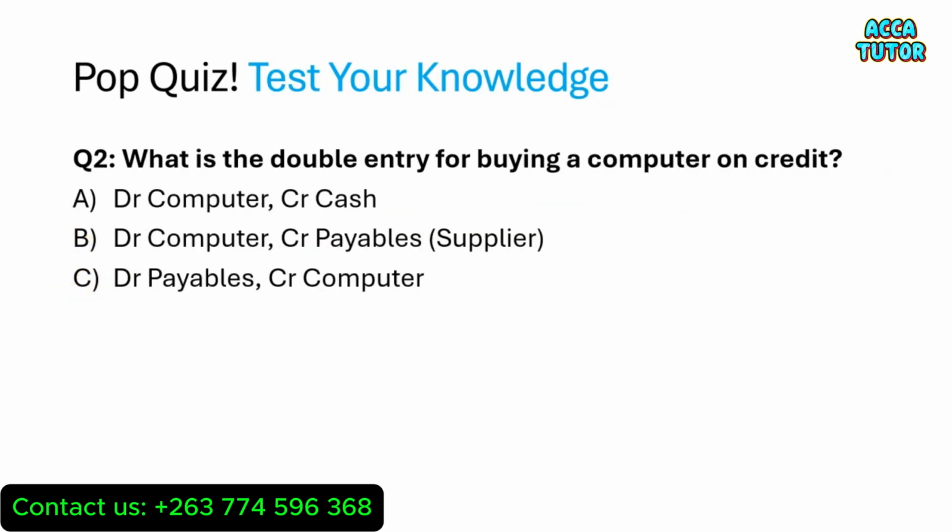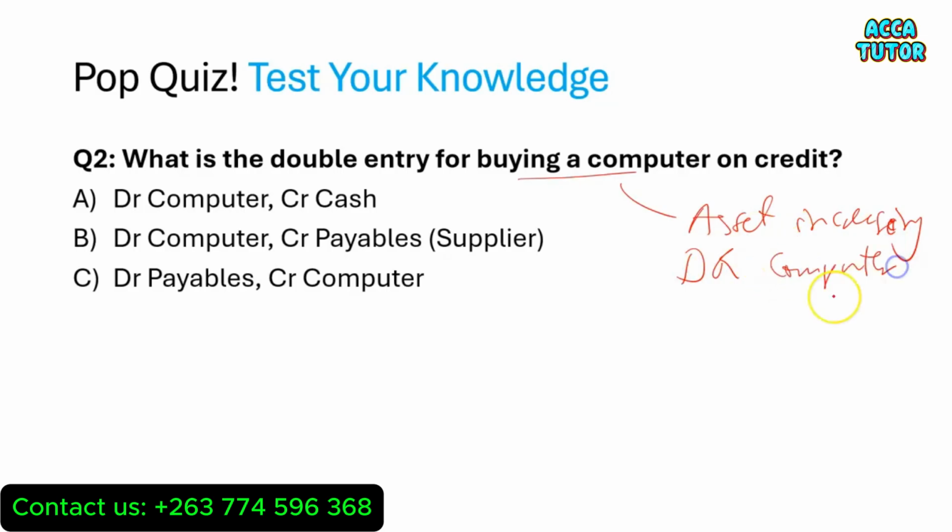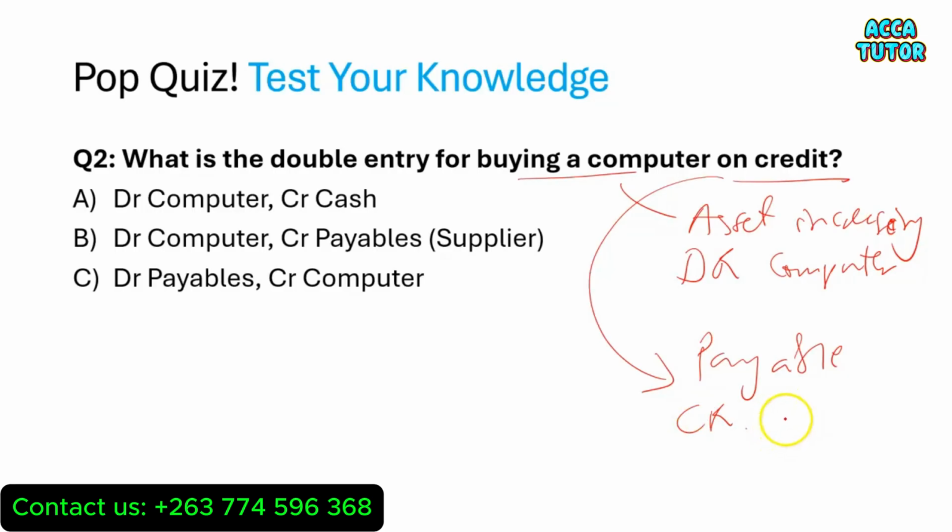Another question, test your knowledge. What is the double entry for buying a computer on credit? Right? So this time around, we are buying an asset. So an asset is increasing. So if an asset is increasing, we are debiting the asset. What type of asset? A computer. We are debiting computer. All right. And we are buying this on credit, which means there is a certain liability which is a payable, and when a payable is increasing, we are going to credit it. So we are crediting payable, which is a supplier.